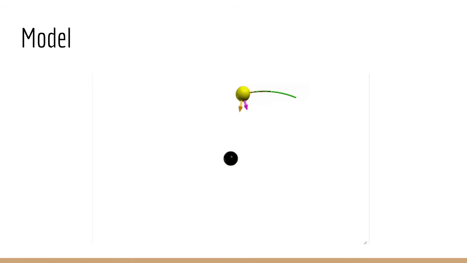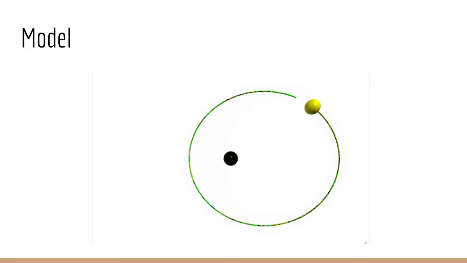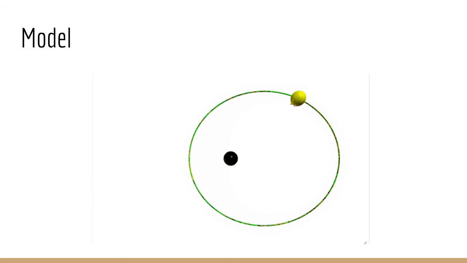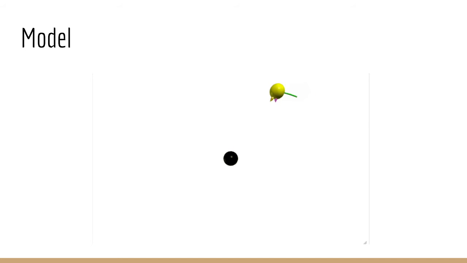So this is my model using GlowScript. As you can see, the yellow sphere is the star within our system, the black dot is the black hole, the orange arrow is the magnitude and direction of F net, the magenta arrow is the parallel arrow, and the cyan arrow is the perpendicular arrow. And as you can see within the model, the forces grow as the star gets closer to the black hole, and the arrows shrink significantly as it gets away from the black hole.